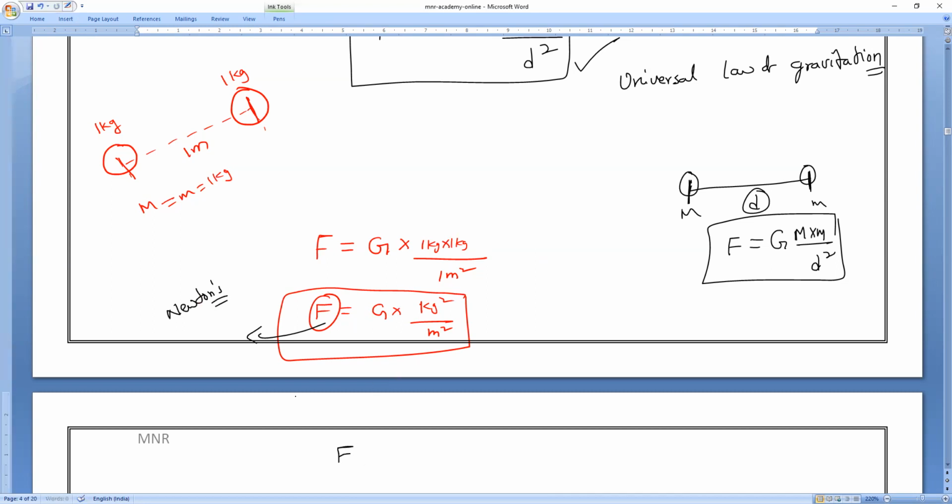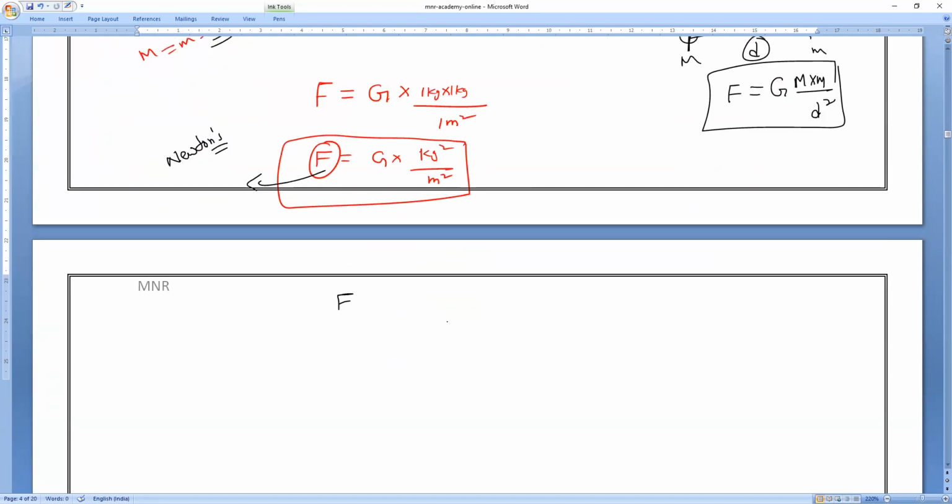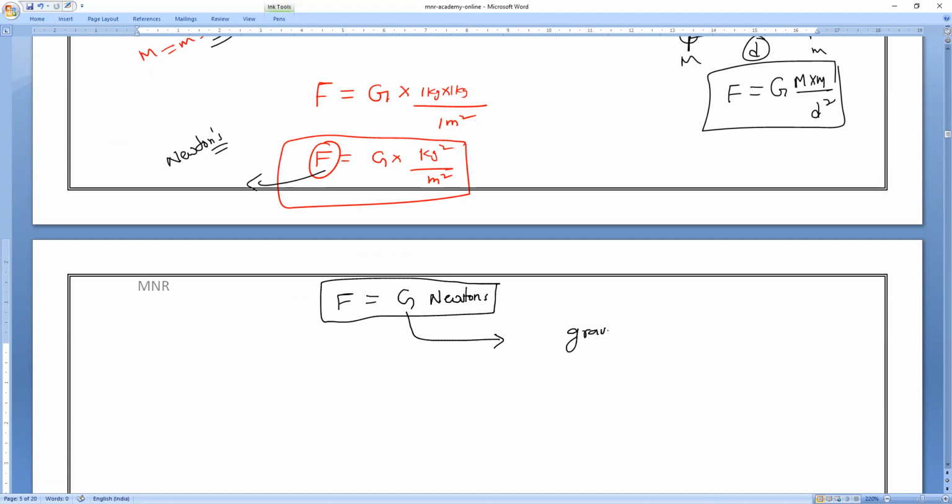So if two bodies are kept at 1 meter distance and their mass is 1 kg, remember, I will prove it: F equals G newtons. How many newtons of force of attraction is acting? G newtons. So what is this G? It is called the universal gravitational constant, not Newton's law of gravitation. Understand? So capital G is the universal gravitational constant. One doubt, sir. Yes. How did you get G newton, sir? Wait.